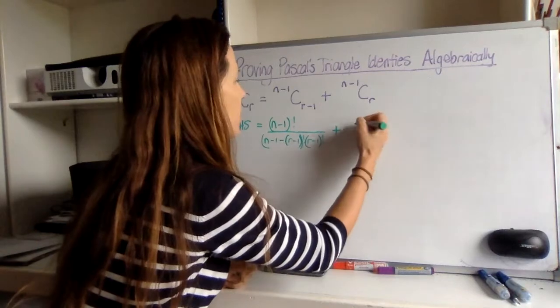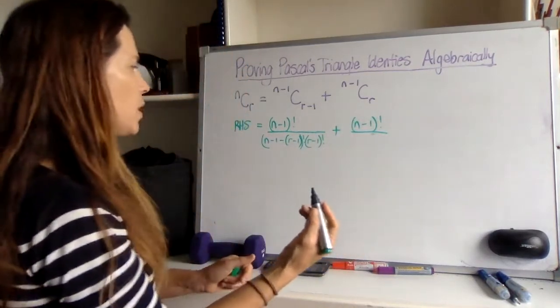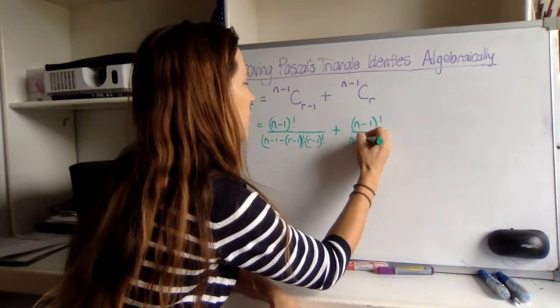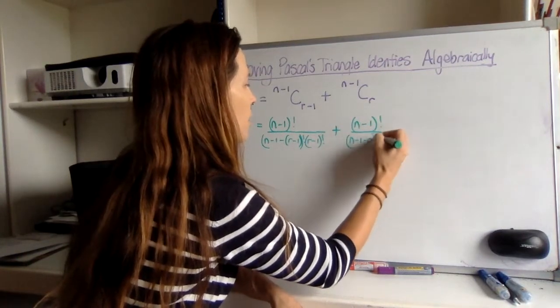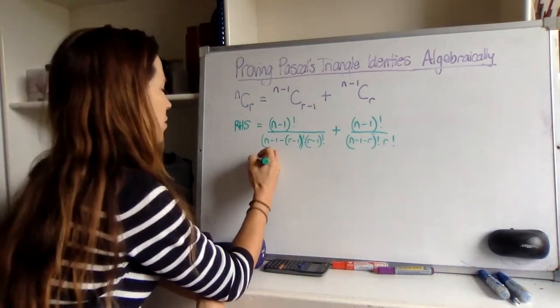And this part here is going to be n minus 1 factorial on the top, and on the bottom we need to have n minus 1 minus r factorial, r factorial. Okay, so next thing to do, let's tidy it up.